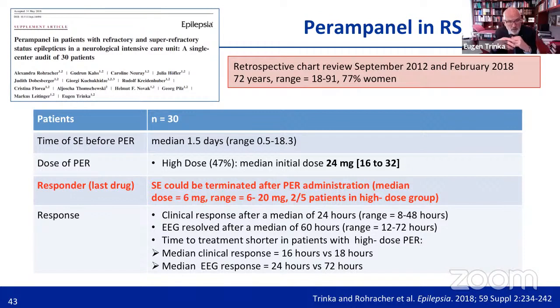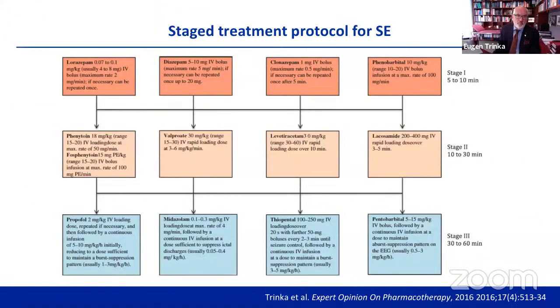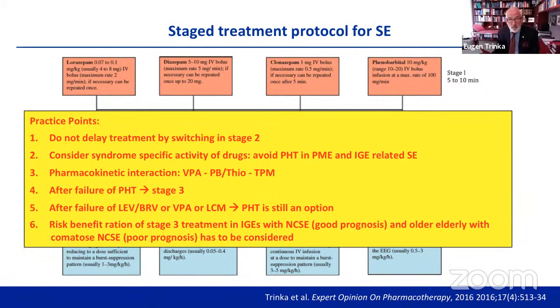It's undergoing a bioequivalence study. But when we use perampanel in the intensive care, we use high doses. 32 milligrams is the one we apply as standard at the moment. Otherwise, you will not get the adequate serum level. This is the stage treatment approach, and Jakob Christensen is going to talk about the refractory stages. I want to make the point here: don't delay treatment by switching in stage 2. There is no difference between the drugs, and it's highly unlikely that one drug is superior to the other. You just lose time.